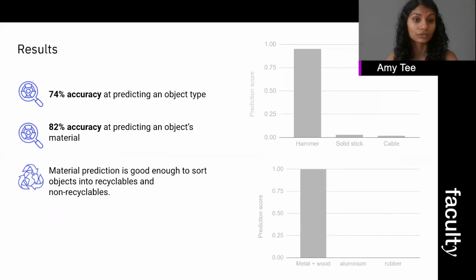So what were my results? Well, overall, the model was able to predict with a 74% accuracy the object's type, and an 82% accuracy the object's material. And indeed, the prediction accuracy is so good that the model can be extended to sort objects into recyclables and non-recyclables.